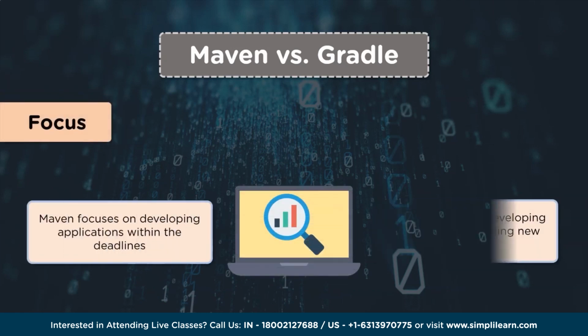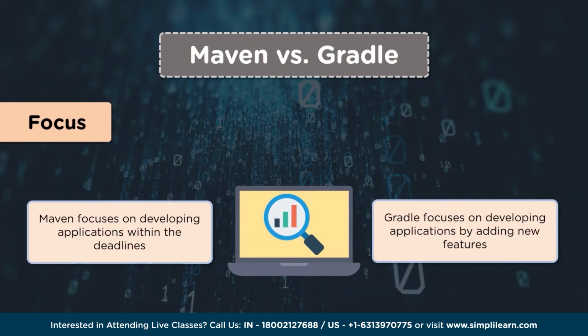Then comes the second point. The second point is the focus. What do these two tools focus on? Maven simply focuses on developing applications within the time deadlines provided. Whereas in the case of Gradle, there may be new features that might be added to the application while it is being built or developed.